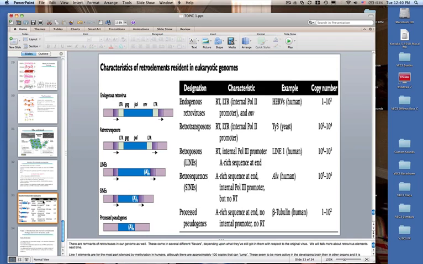Okay, and so syncytiotrophoblasts have glycoproteins on their surface that help them to bind and navigate into the uterine wall. And those glycoproteins are derived from these endogenous retroviruses. Cool?